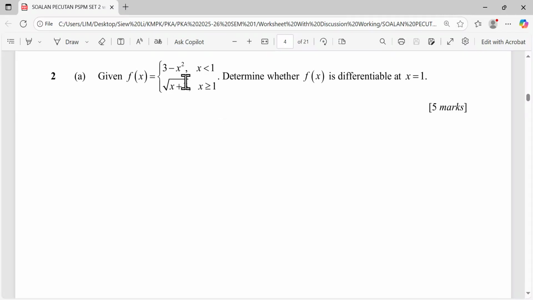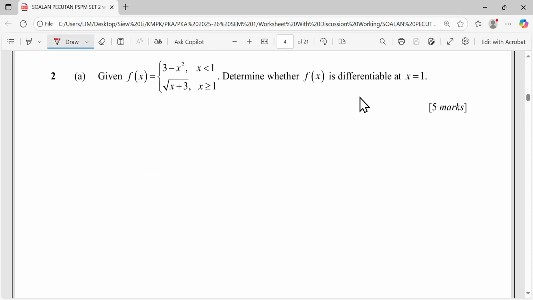Look at your question. Given that piecewise function, it asks you to determine whether it is differentiable or not. The concept of differentiable means we are going to find f prime x using either limit, first principle. What's your first principle formula? Limit h approaches 0 for f(x plus h) minus f(x) over h.